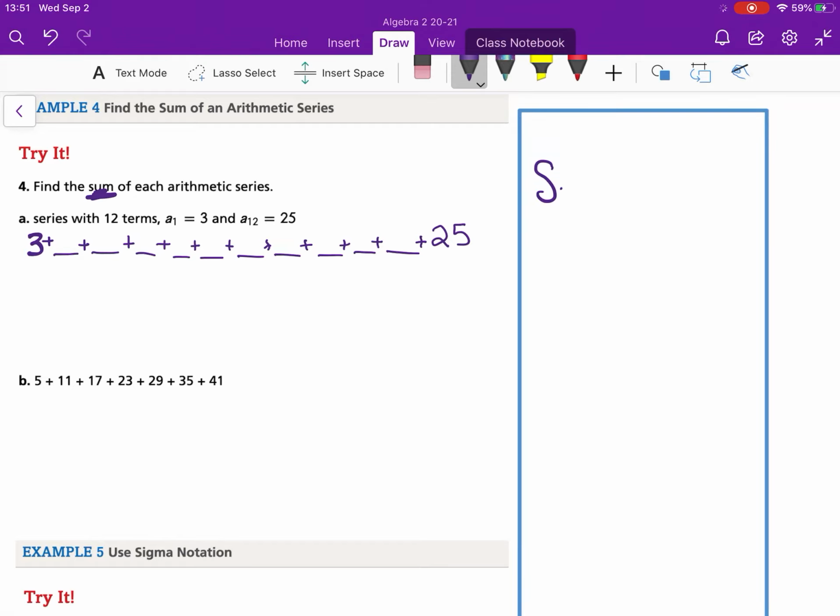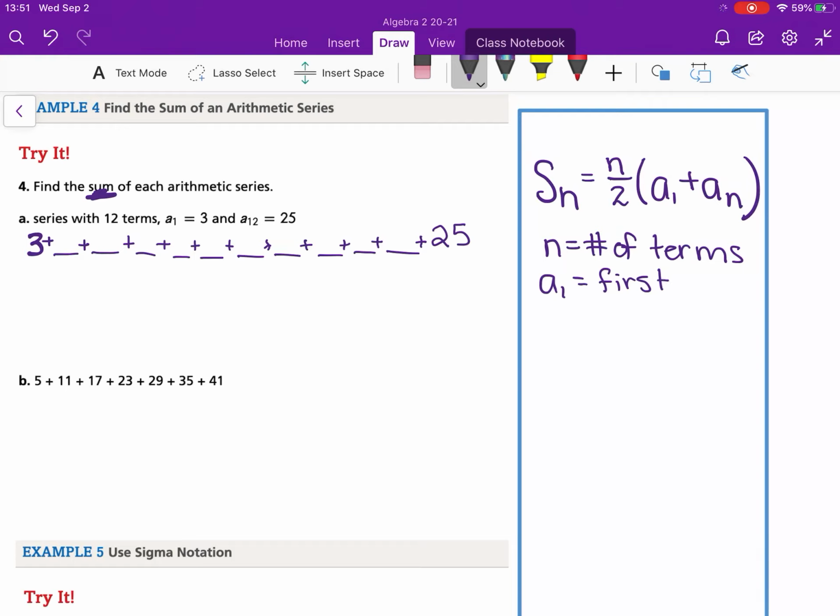Instead, there is a formula that looks like this that will do it for me. So n is the number of terms. A sub 1 is the first term, and A sub n is the last term. So how do I use that?